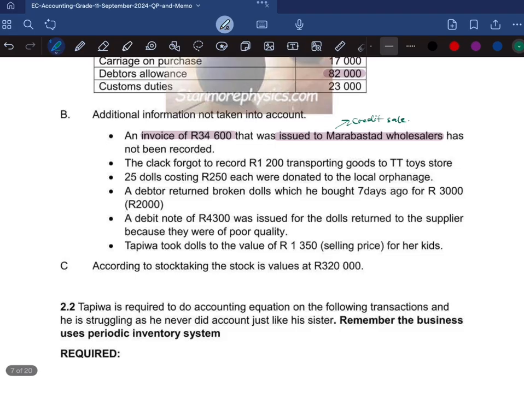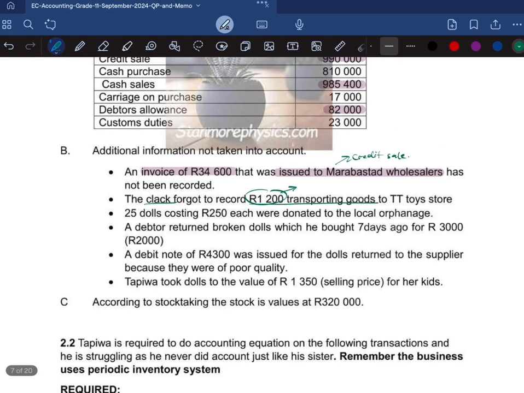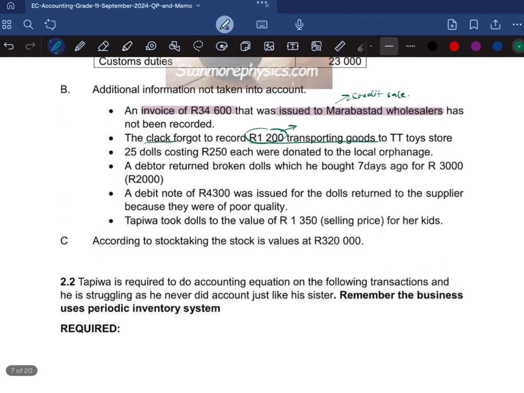And then the next one says the clerk forgot to record 1,200 transporting goods to TT Toys store. So the 1,200, we're going to include it. Remember our carriage expenses. So we are fine with that. So this is carriage costs, so that we know what we're dealing with.